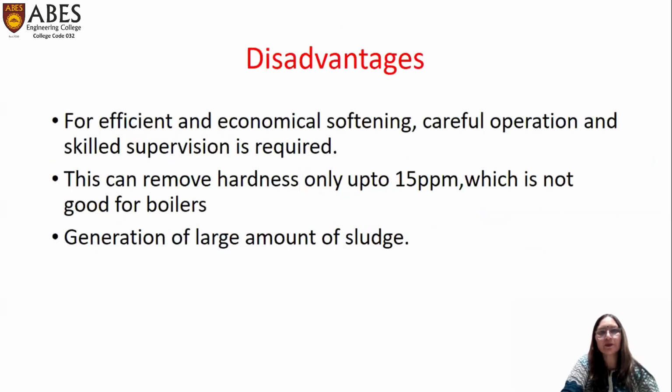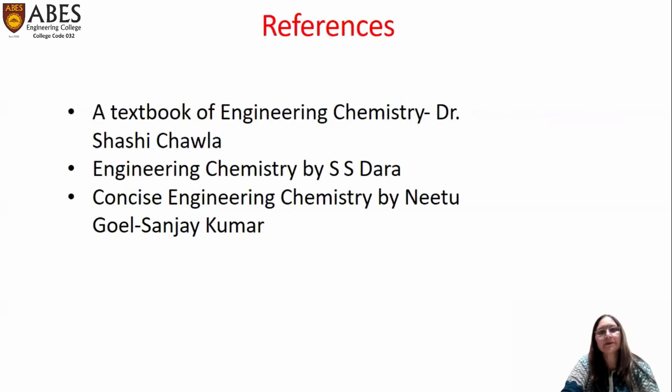Disadvantages of lime soda process: for efficient and economical softening, careful operation and skilled supervision is required. This can remove hardness only up to 15 ppm, which is not good for boilers. Generation of large amount of sludge in the form of calcium carbonate, magnesium hydroxide, aluminium hydroxide, ferrous hydroxide, or ferric hydroxide.